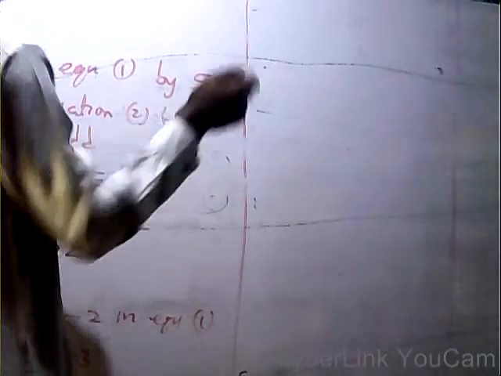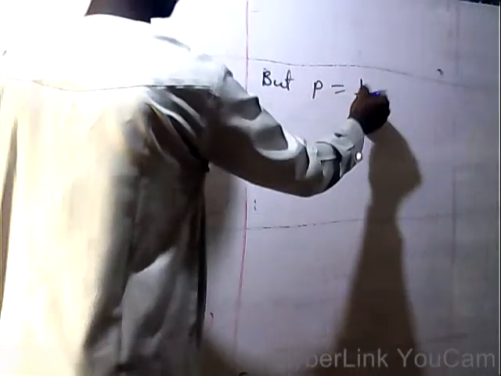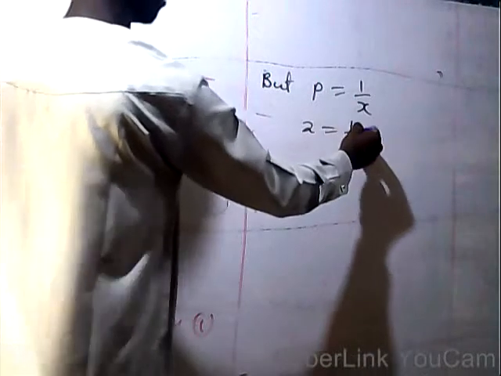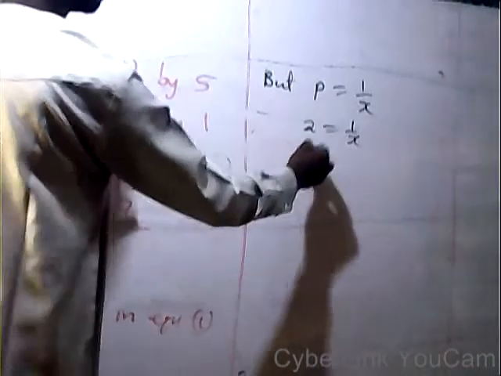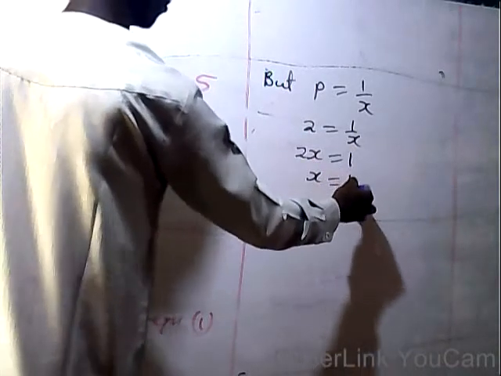So you now conclude by saying p is equal to 1 over x. And what was our p here? 2. That means 2 is equal to 1 over x. If we cross multiply, 2x is equal to 1. Divide both sides by 2. x is equal to 1 over 2.